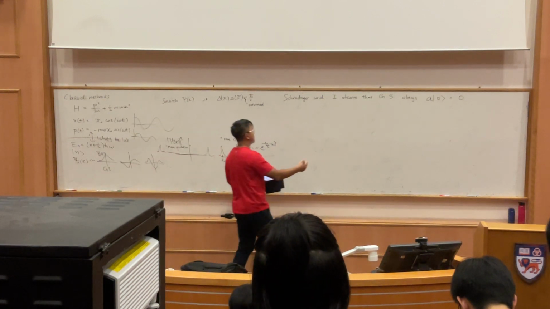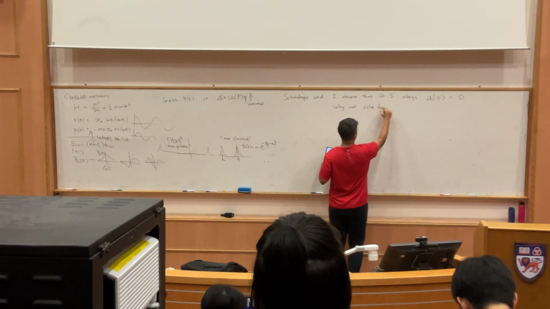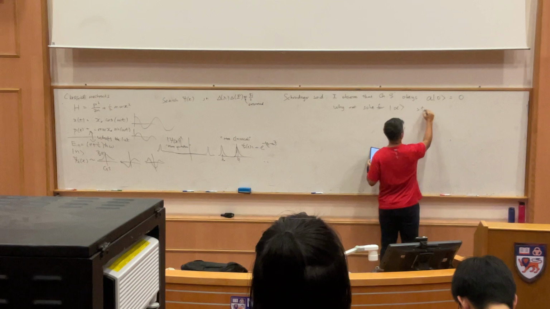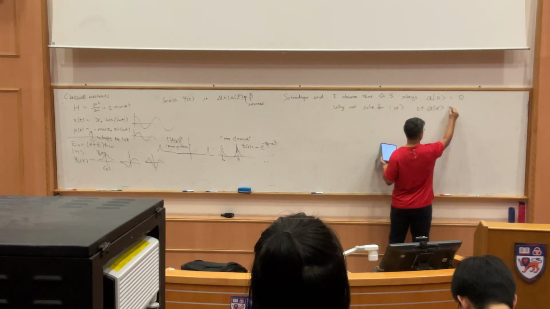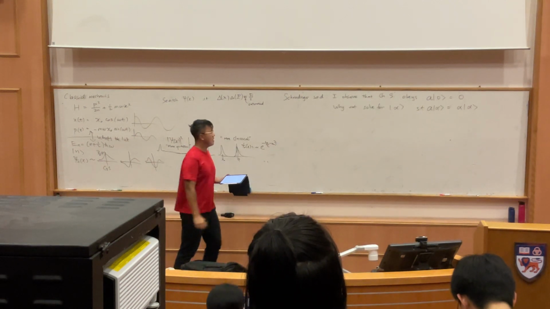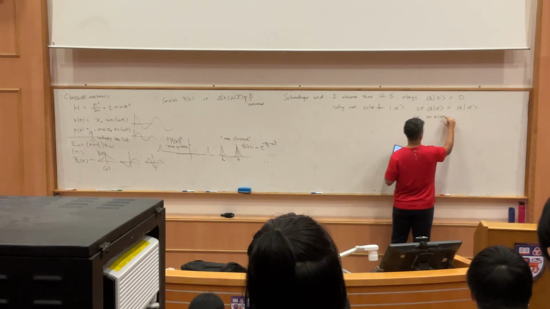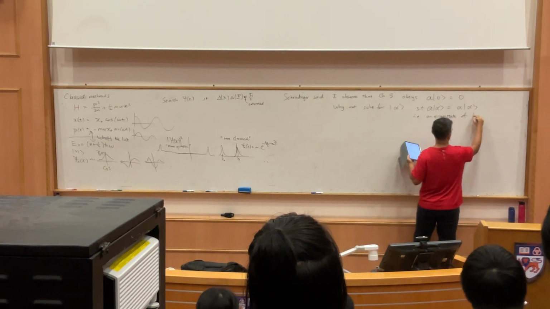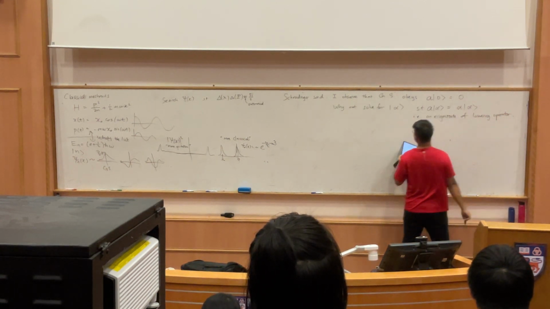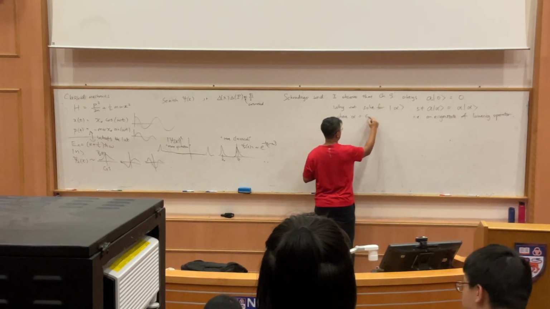He said, why not solve for alpha? Some state, he's going to call it alpha, such that A on alpha equals to alpha times alpha, i.e., an eigenstate of the lowering operator, where alpha is equal to a complex number.